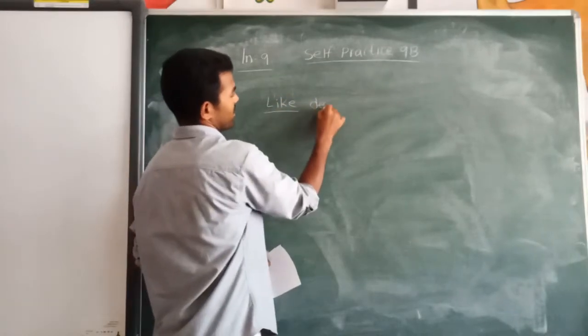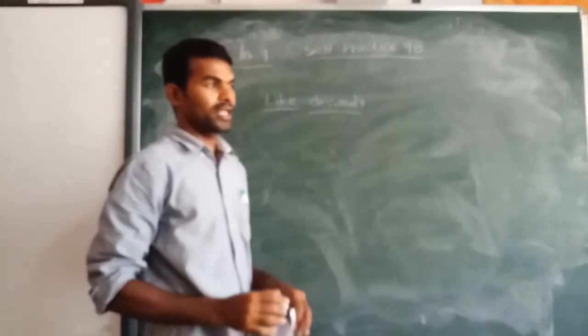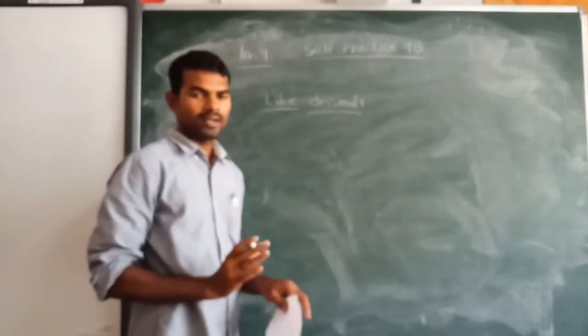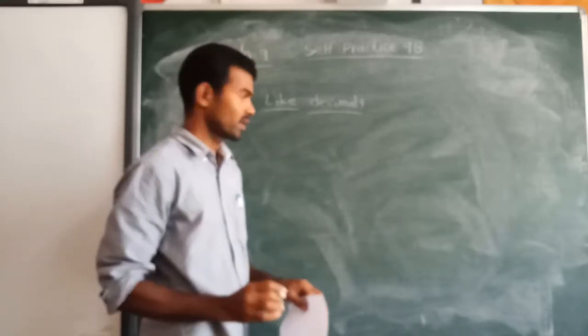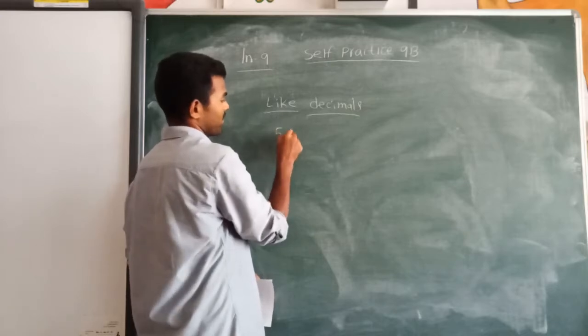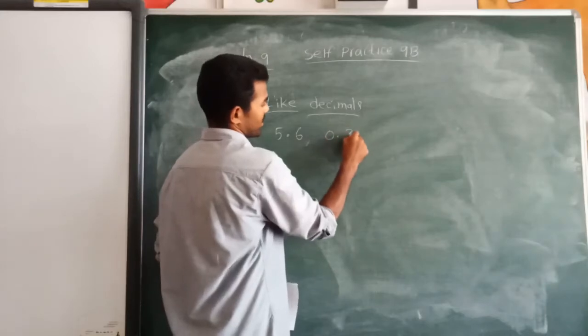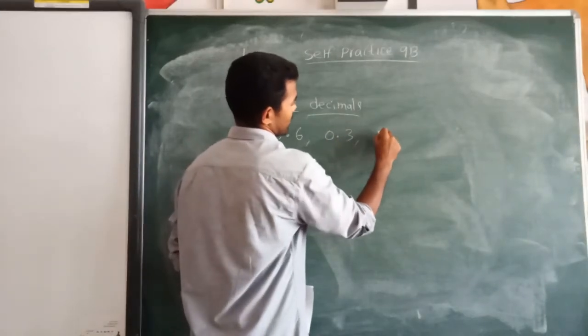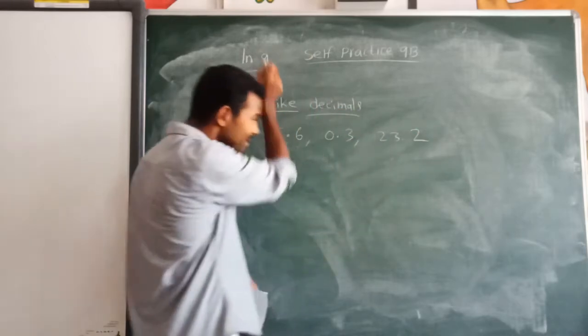Like decimal means the decimal numbers have the same decimal places. You can take any numbers, for example 5.6, 0.3, 23.2.